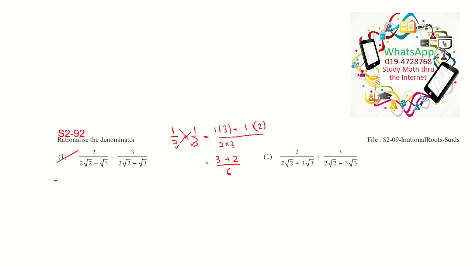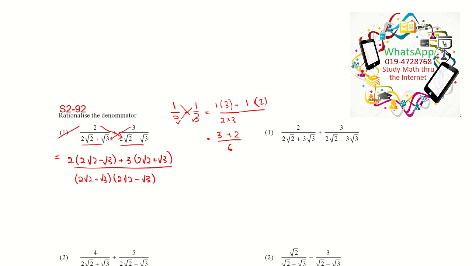So similarly here, the denominator you multiply, right? 2 root 2 plus root 3 times by 2 root 2 minus root 3. Right, numerator, this 2 you multiply by this 2 root 2 minus root 3. Okay, here you multiply by this plus 3 times 2 root 2 plus root 3. Okay, what you have done is not correct, so you should use this cross multiplication method.